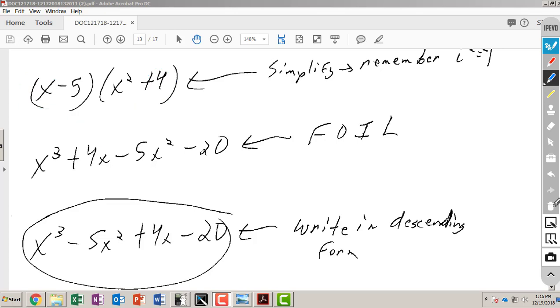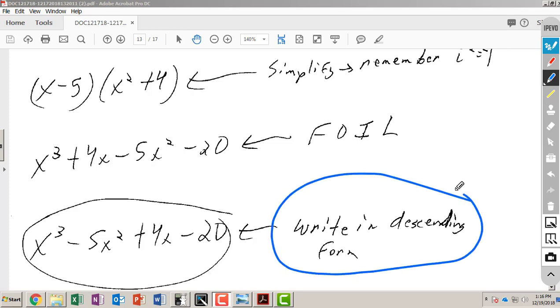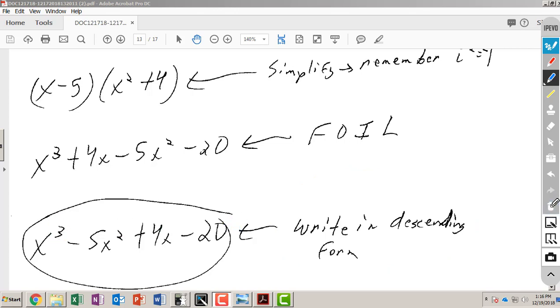Then my insides is going to be negative 5 and x squared. So that's going to give me negative 5x squared. And then my lasts is negative 5 times 4, and when I multiply those together, I get negative 20. So using FOIL, I get x cubed plus 4x minus 5x squared minus 20. Always get in the habit of writing everything in descending form, which just means that your powers go from 3, 2, 1 to 0. And that would be your answer. Your answer is going to be x cubed minus 5x squared plus 4x minus 20.